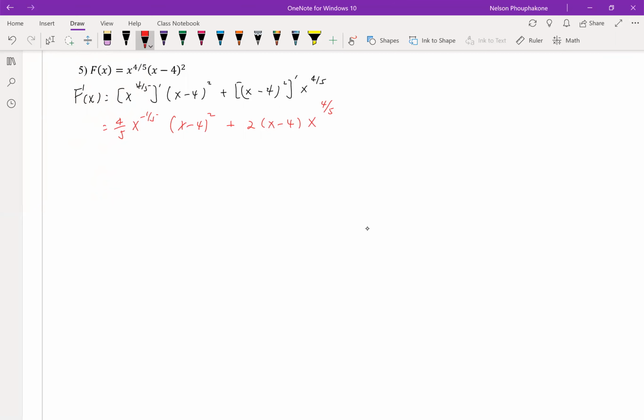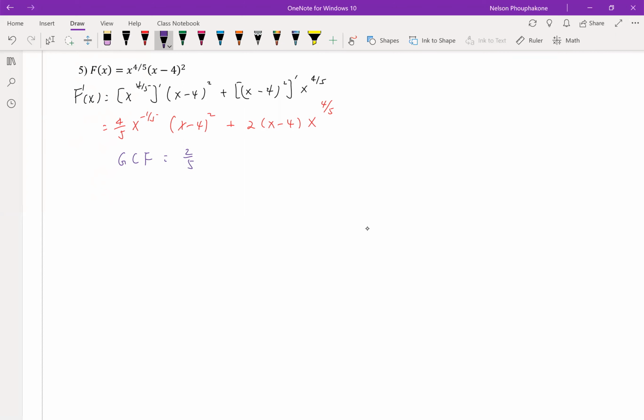Okay, so this is what we have. Right now, what I would like to do is find the GCF. In this case, the GCF that we could take out here is 2/5.